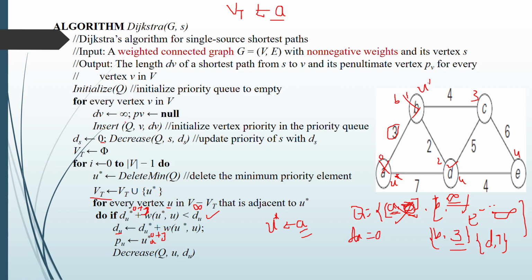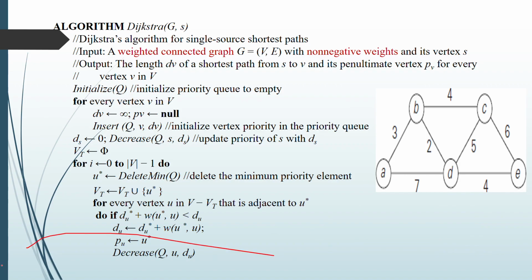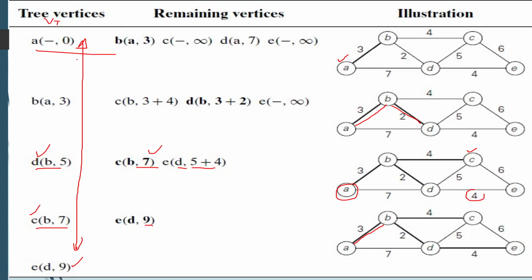I'll rub it here. VT, I'll keep that one only. One vertex you already visited, A it is there. So now you are going to take this as u star here, because u star B has the minimum value here. And this one you are adding to your vertex set VT solution. That is the next step you are done. In the first iteration, this is the step.